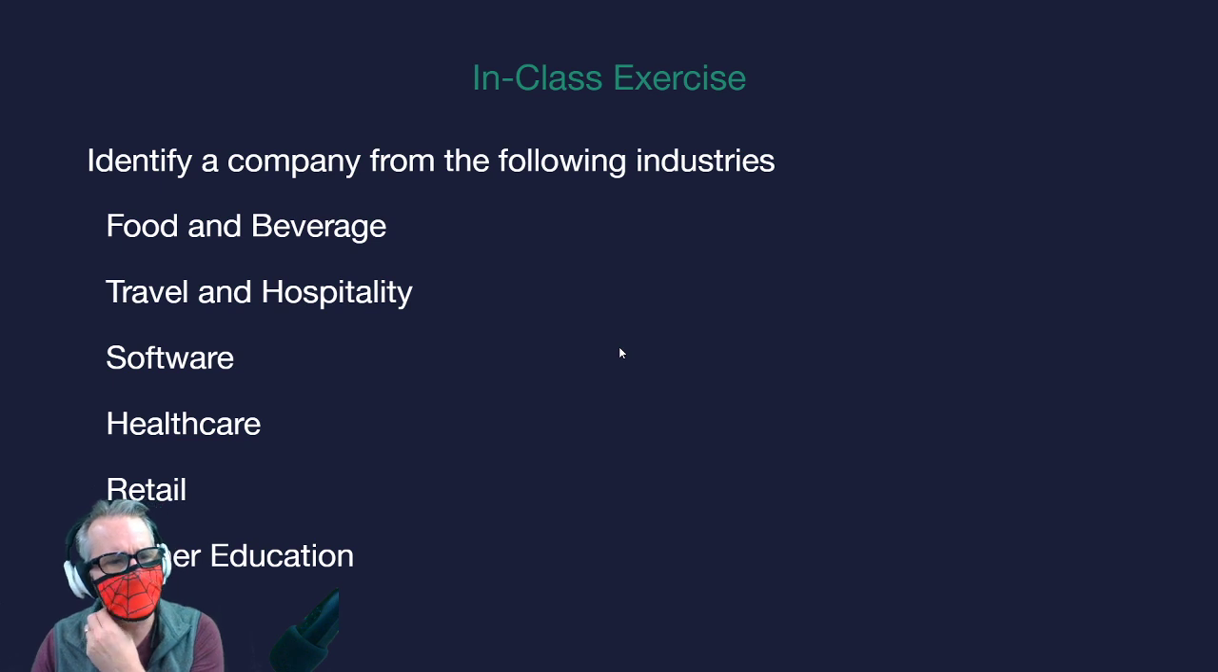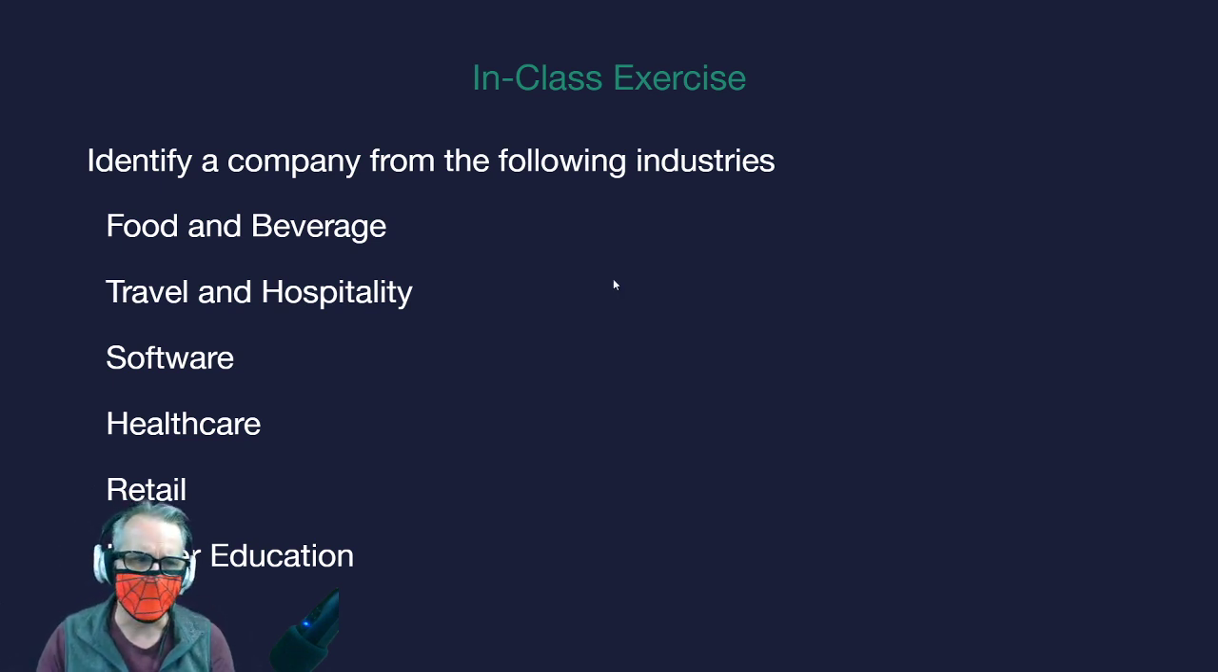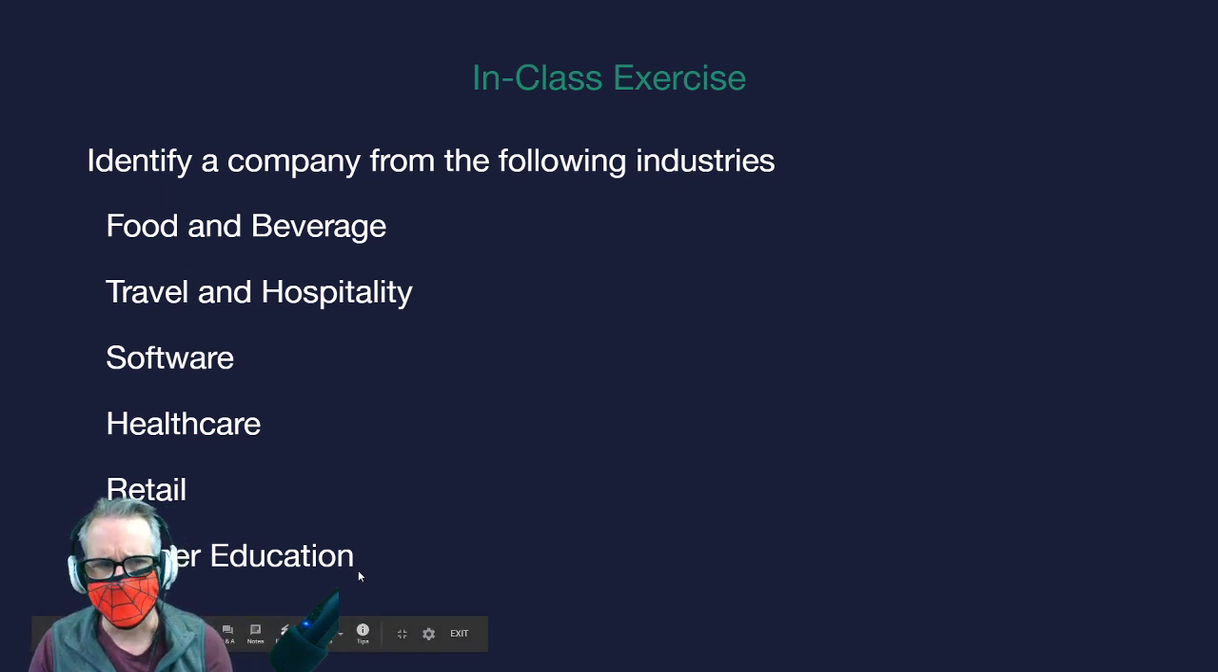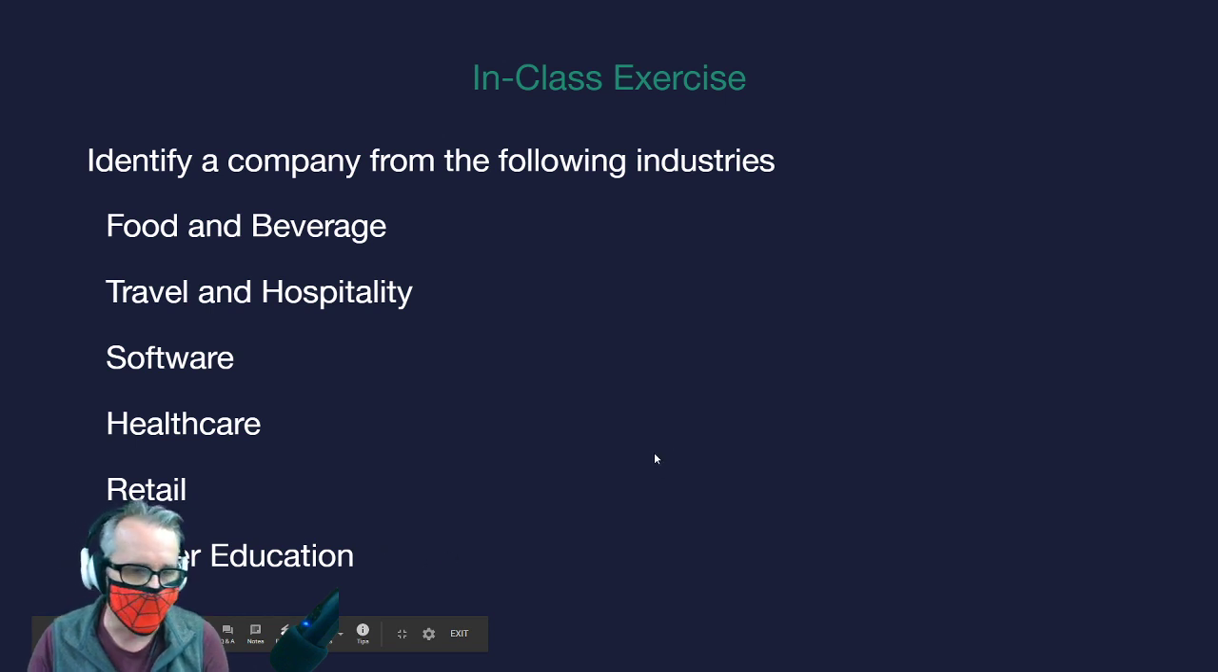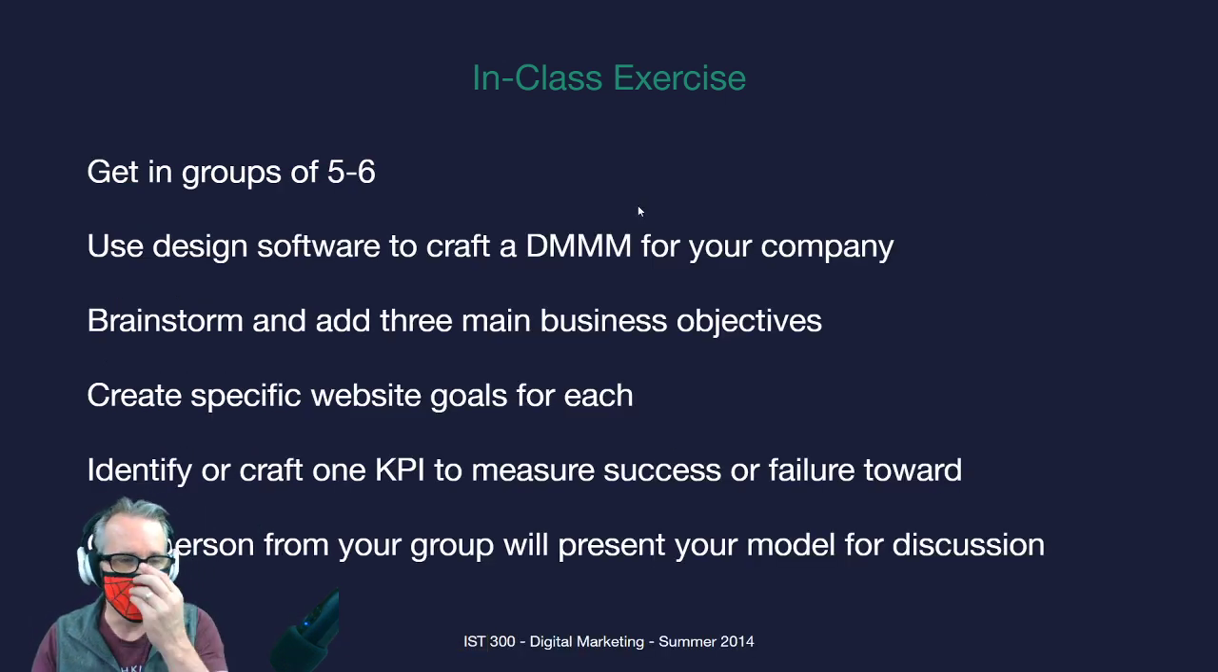All right, we're gonna skip this, but let's just think about it for a second. Identify a company from the following industries: food and beverage, travel and hospitality, software, healthcare, retail, higher education. All right, so food and beverage like Coca-Cola, travel and hospitality, I don't know, like Trivago, software, Microsoft, healthcare, Montefiore, right? Retail, Uniqlo, higher education, NYU.